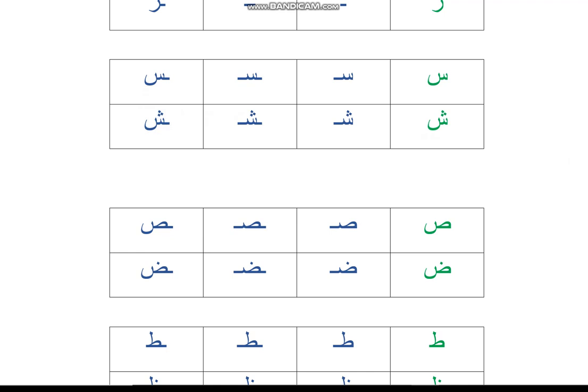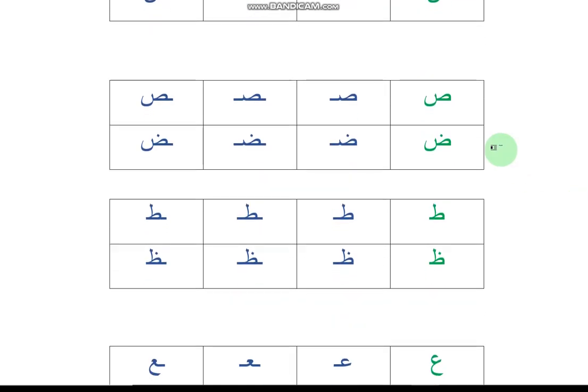Let's go to Sward and Dward. This is Sward in isolation. This is Dward in isolation. The difference between Sward and Dward is that Sward has no dot, while Dward has a dot. Sward at the beginning of the word, Dward at the beginning of the word. It will always be with its dot on it. And this is Dward at the middle, and this is Sward at the middle. This is Sward at the final stage, and this is Dward at the final stage.